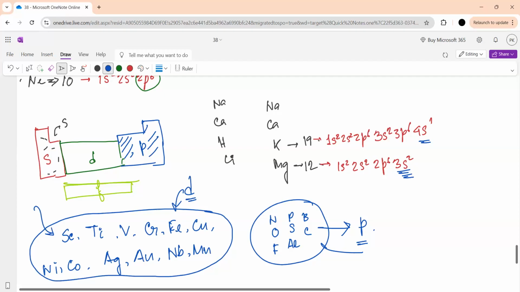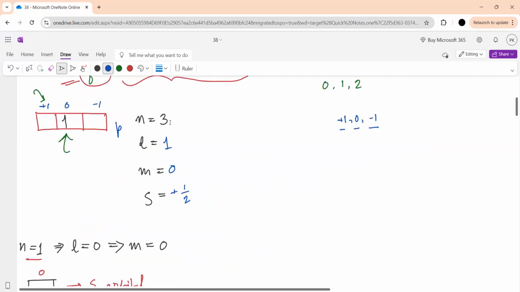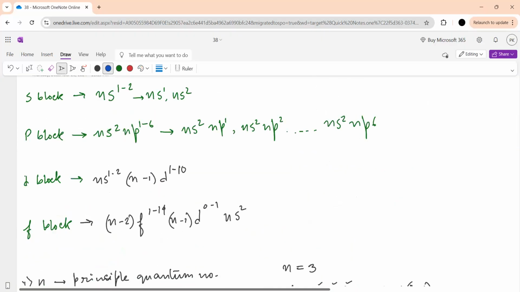Okay? Yes, ma'am. And F block is something that we don't need that much right now. So this is the configuration. Now, if we compare it with the configurations we have written, you will understand this is the common configuration. n means the principal quantum number. So for S block, the last is either ns1 or ns2, where n is some number, right? That's what we got. Yes.